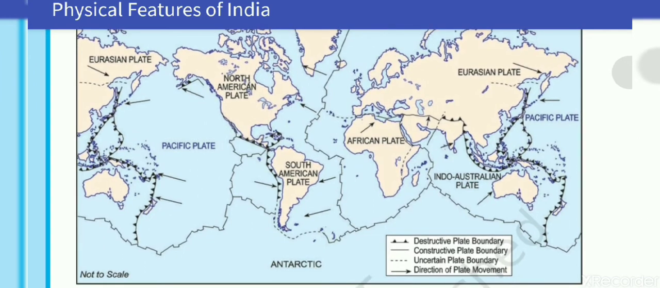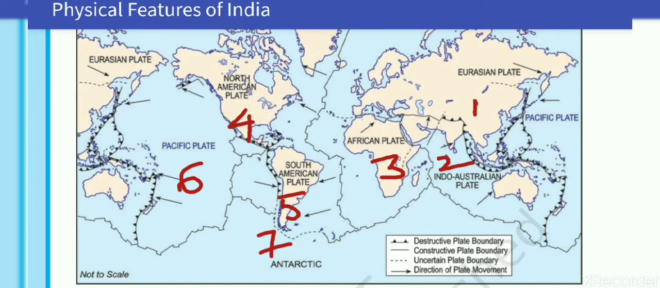Here, the first one is Eurasian plate, second one is Indo-Australian plate, third one is African plate, fourth one is North American plate, fifth one is South American plate, sixth one is Pacific plate, seventh one is Antarctic plate.